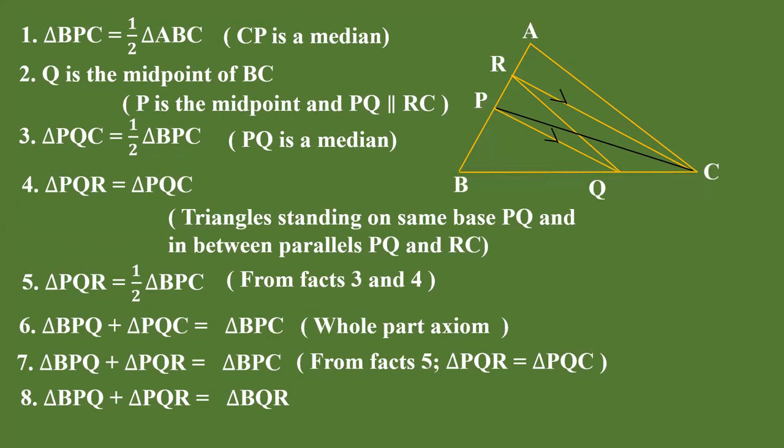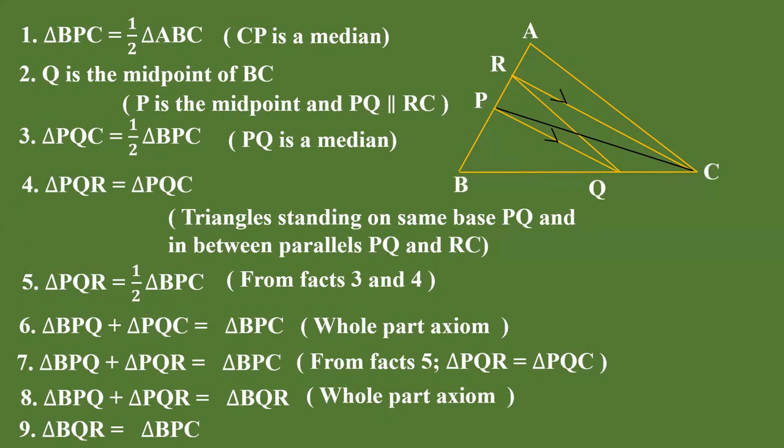Okay, so what's the reason? Let's see what's the reason here. It's a whole part axiom. See, if you look at the triangle BQR closely, it is divided into two parts. So it is triangle BPQ and triangle PQR, isn't it? Yes. Now, if you look at 7 and 8, right, from 7 and 8, what can we say? We can say triangle BQR equals triangle BPC. So we have made BPC and BQR equal. Okay. And already we said in fact number 1 that BPC is half of triangle ABC.